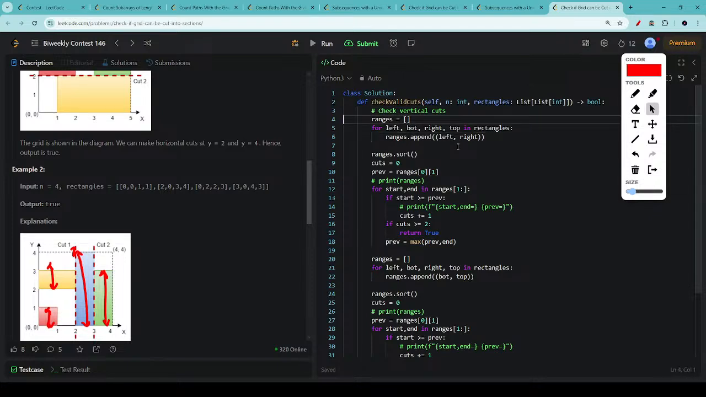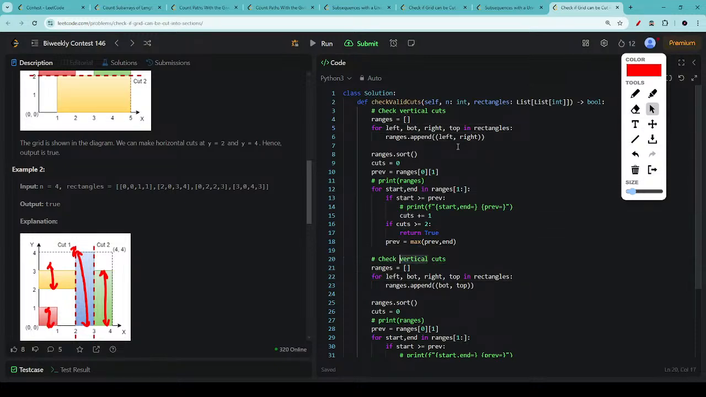So the first step is I want to check vertical cuts, and then later on I want to check horizontal cuts. The code is almost the same. If I were doing a real program, I'd probably refactor this into a function, but in this context, I don't care. So first, vertical cuts. I'm going to extract the ranges. Left, bottom, top, right. That's what I have in rectangles. I'm going to append left and right as a range into ranges. I'm going to start with left to right first. These are horizontal ranges. I make vertical cuts on the horizontal ranges.